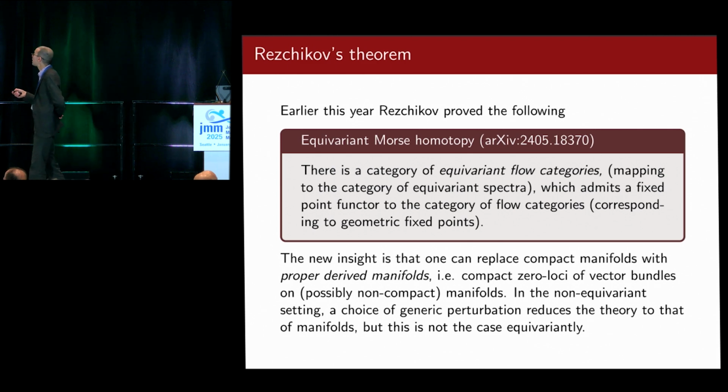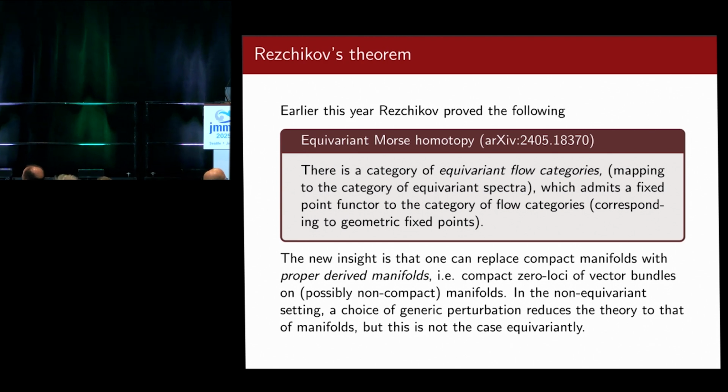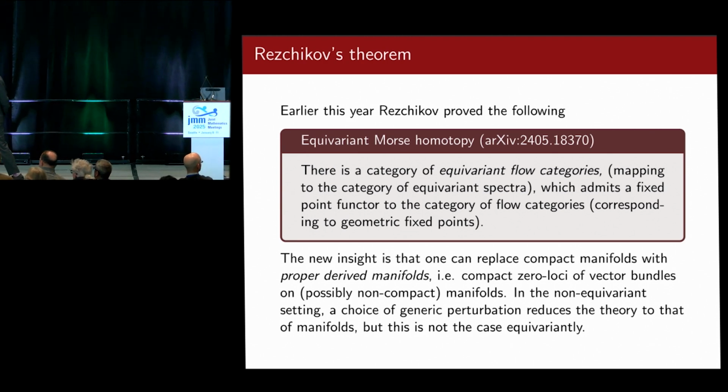There is a paper on the arXiv by Simon Rezchikov, and he essentially proved that you can define restriction to the fixed point set in the setting of equivariant Morse theory, and it behaves exactly as well as you would hope for. Except that it's not something you can do at the level of chain complexes. It is something where you must take seriously the setting of algebraic topology. So he constructs a category of equivariant flow categories, and he shows that it maps to the category of equivariant spectra, whatever this thing is.